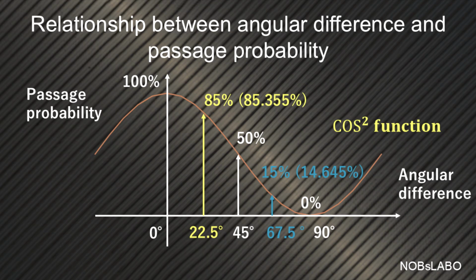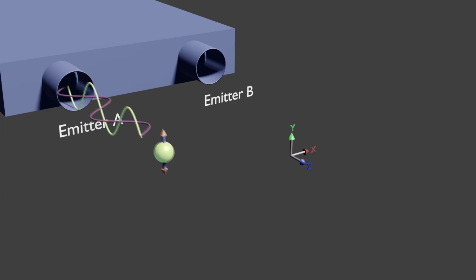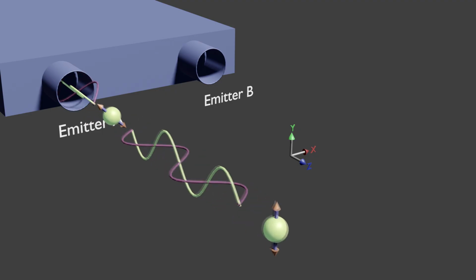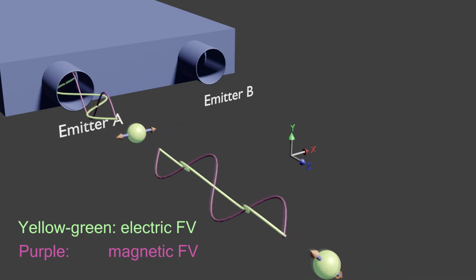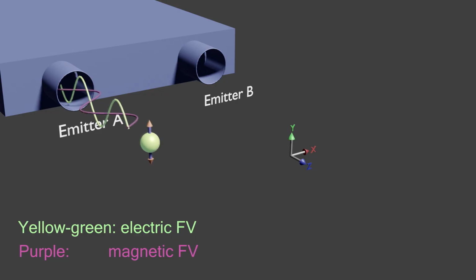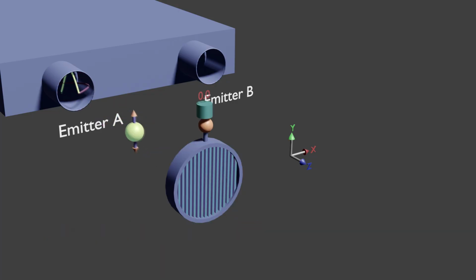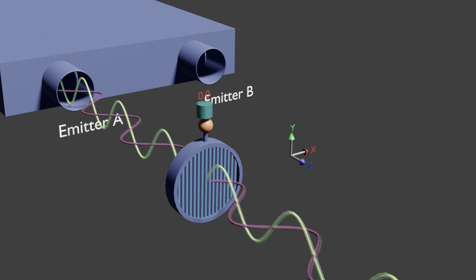This relationship is shown in the graph. The passage rate is not proportional to the angular difference and is represented by a cosine squared curve. This curve can be derived from the theory of electric field vectors. Light is a spatial oscillation of the electromagnetic field. For linearly polarized photons, the electric field oscillates in only one direction. A polarizing filter only passes light components which vibrate in the filter direction and reflects or absorbs all orthogonal components.